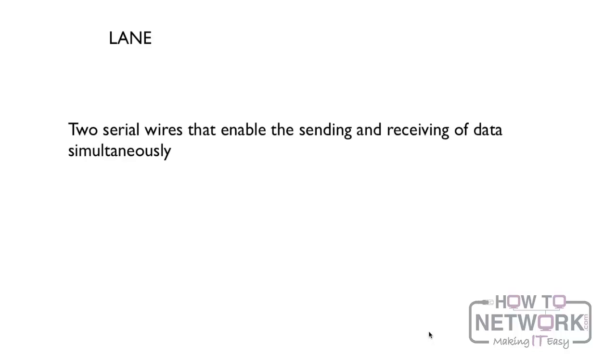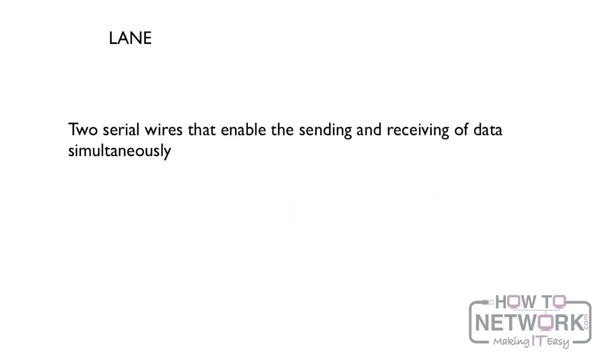All right. The last vocabulary word I want to talk about is lane. What a lane is, is 2 serial wires that enable the sending and receiving of data simultaneously. So this means that now, instead of just sending over data and then having it sent back over the same cord, I can actually send data and receive data at the same time. So you can see how this is going to allow for a different type of communication.